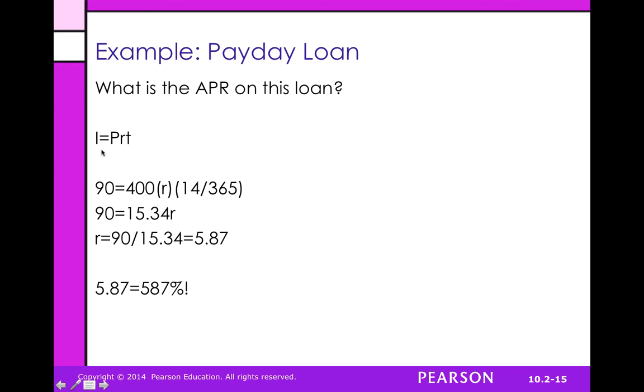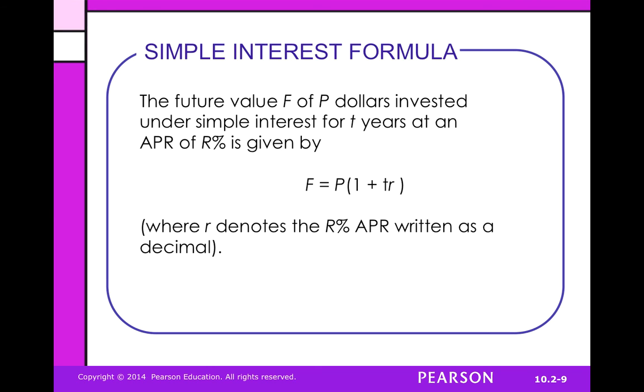Well, let's use this formula from your book. If you ever want to calculate the amount of interest on something, particularly on a simple interest loan, the amount of interest is simply the amount of principal times the interest rate as a decimal times the amount of time in years. So way back up here in this formula, where to go?